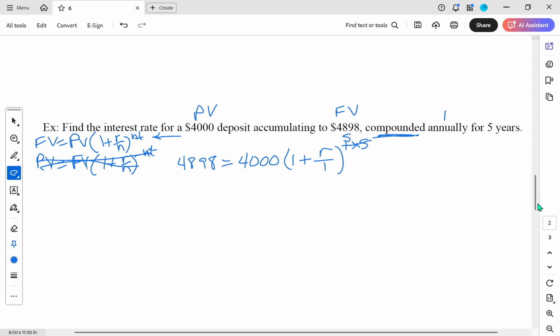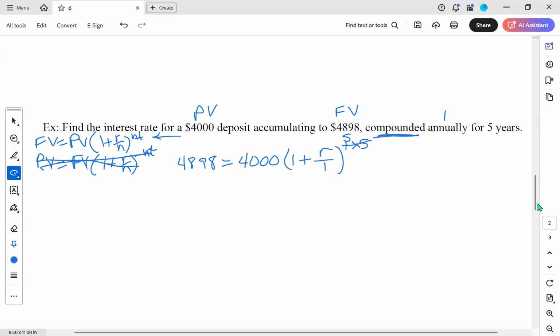Okay, and again, I'm going to get rid of that and just say it's 5. And you don't have to show me 1 times 5 or 3 times 12, what I had up above. You can just go ahead and put your exponent down. All right, so we need to solve this for R.